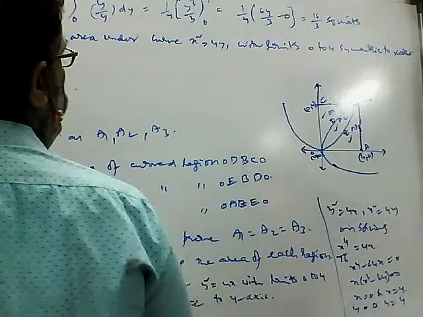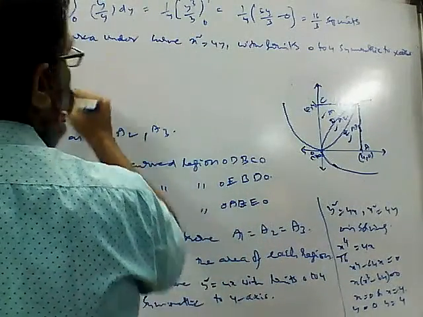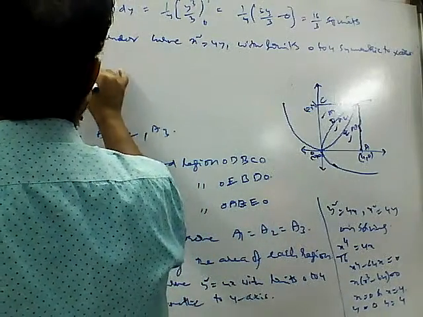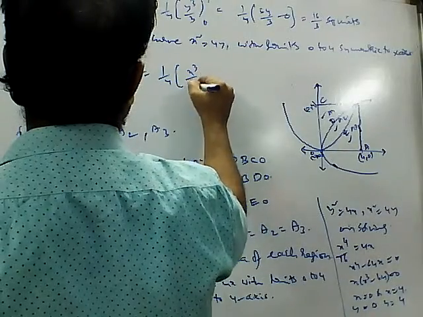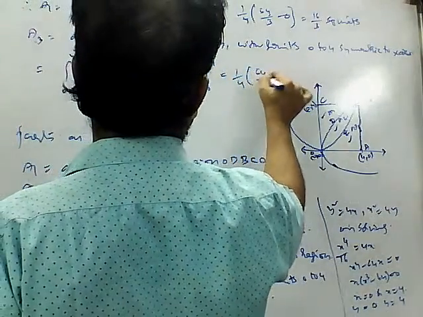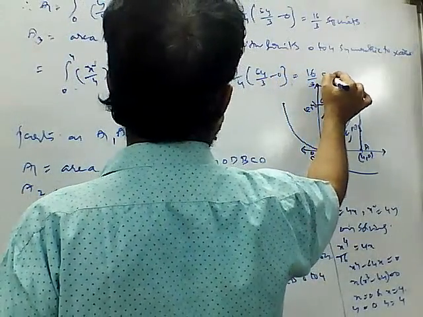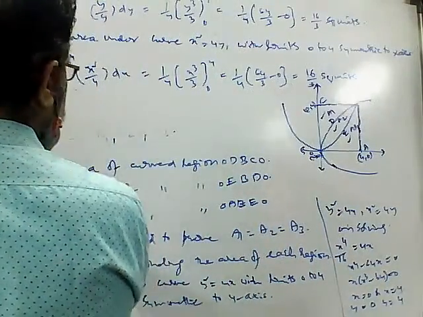That is equal to, x-axis means integral 0 to 4 x square by 4 dx, which is 1 by 4 into x cube by 3 from 0 to 4, which is equal to 1 by 4 into 64 by 3 minus 0, so 16 by 3 square units. Next.